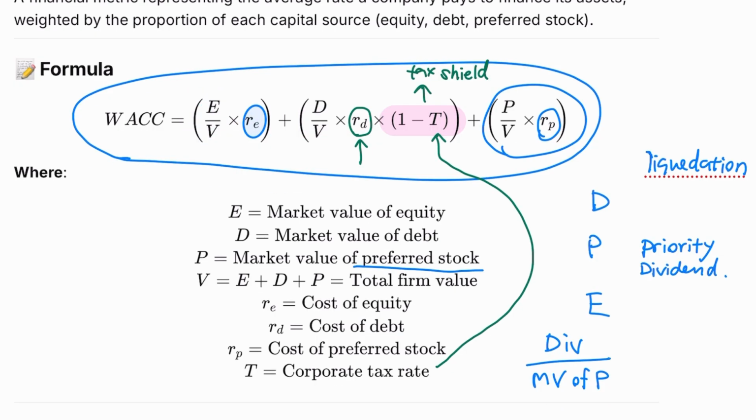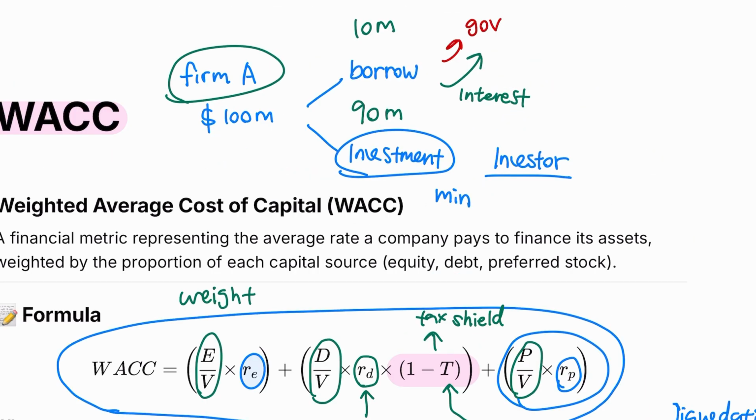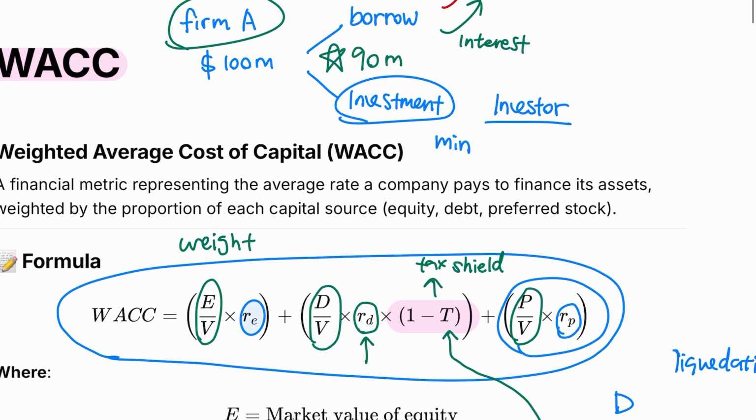And as we can see from this equation, there is a term in front of the cost of equity, in front of the cost of debt, and in front of the cost of preferred stock. These are actually the weight of equity, weight of debt, and weight of preferred stock in the whole firm's value. For example, if I have 10 million borrowed from the government and 90 million raised from investors, the weight for equity is 90 over 100, and at the same time, the weight of debt is 10 over 100.